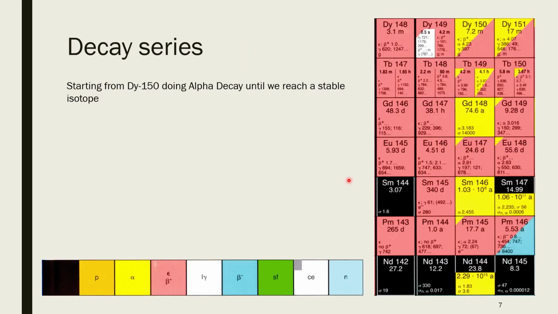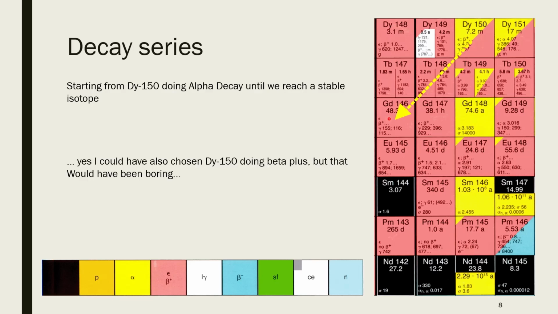Okay, talking about decay series, starting from dysprosium 150 doing alpha decay until we reach a stable isotope. If you look at the chart of nuclides, we can see that dysprosium 150 does not only do alpha decay, but it can also do electron capture or beta plus. But since I'm the quiz master here, I wanted you to go with the flow when it comes to the alpha decay. So it does alpha decay into gadolinium 146, which is an electron capture or beta plus nuclide. It decays into europium, which can also do electron capture or beta plus to form samarium.